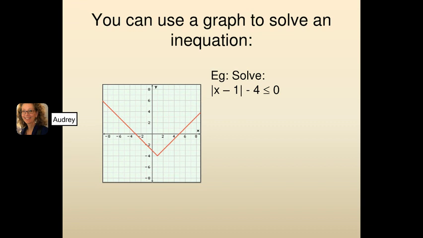Okay, so now here's how an inequation question is going to look. It's going to say solve the inequation absolute value of x minus 1, minus 4, less than or equal to 0. And your instinct is probably to say, oh, I have to bring the 4 over and solve it and do a bunch of algebra. No, fight that instinct. Instead, think this way.